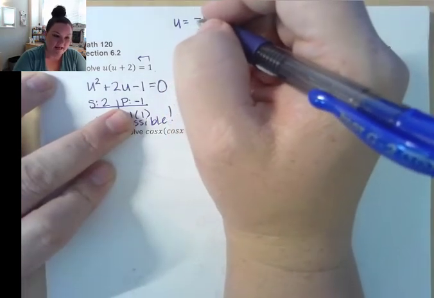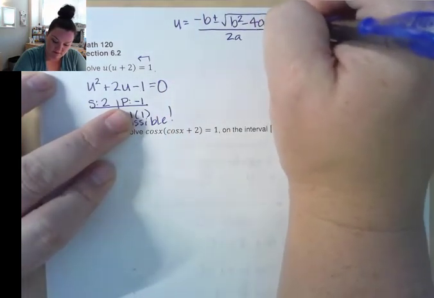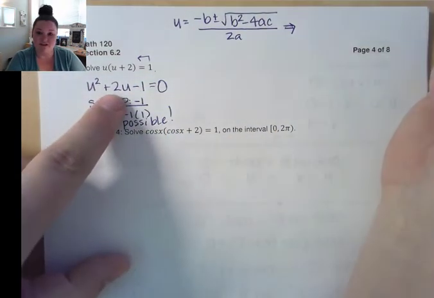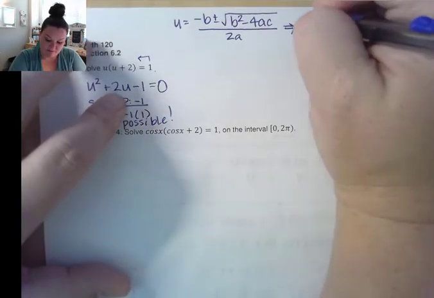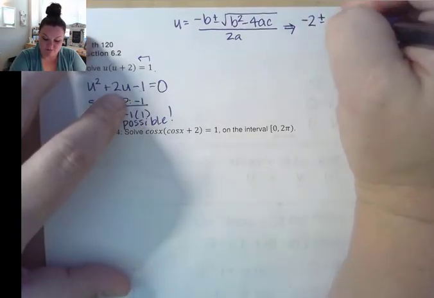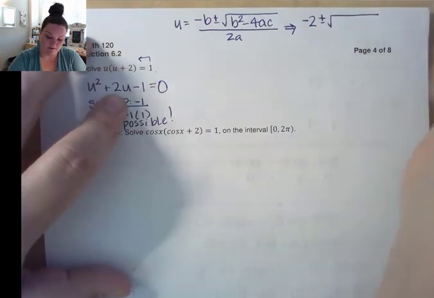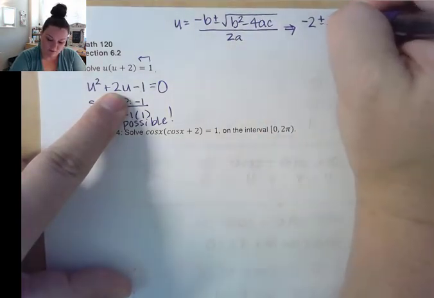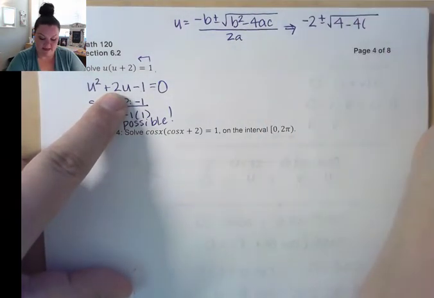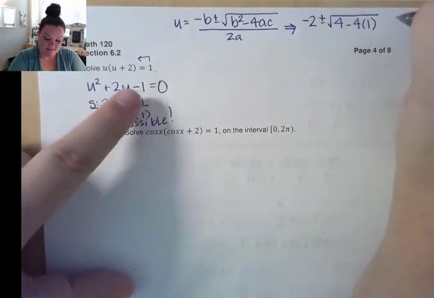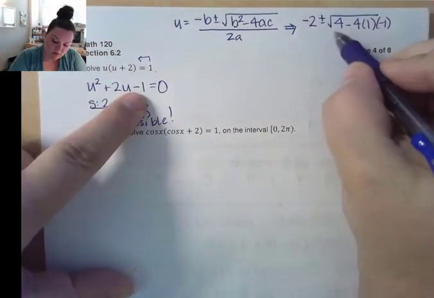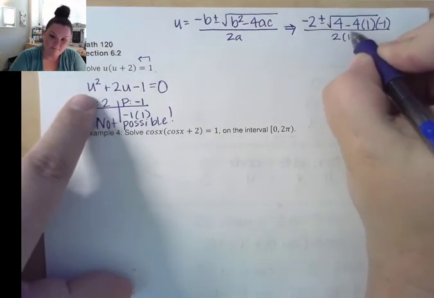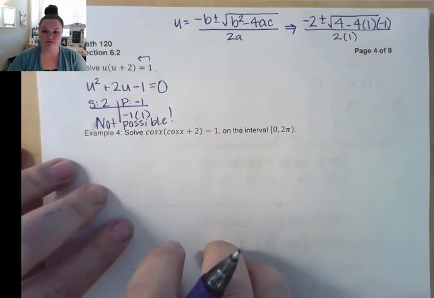So this means that we have, I'm just going to write it over here. This says to do -b, or the opposite of my b. My b is 2, so the opposite of b would be -2, plus or minus the square root of b squared. So if I take my b, which is 2, and square it, that's going to give me 4, minus 4 times my a, which is 1, times my c, which is negative 1, all over 2 times my a, which is 1, right? And then I just want to do some simplifying.